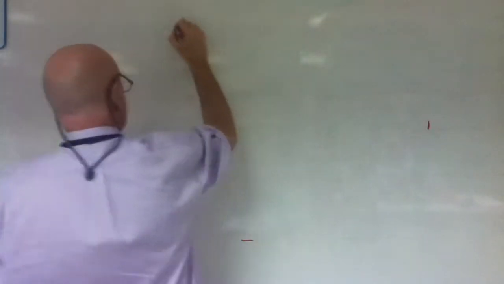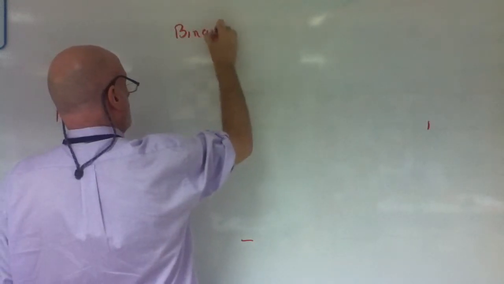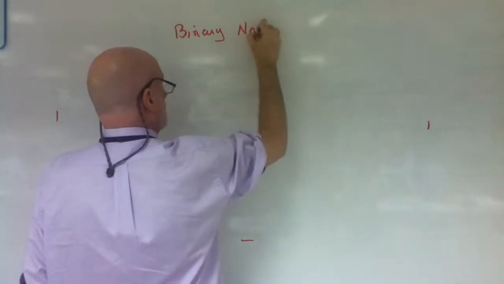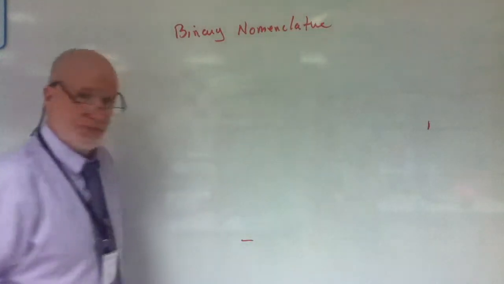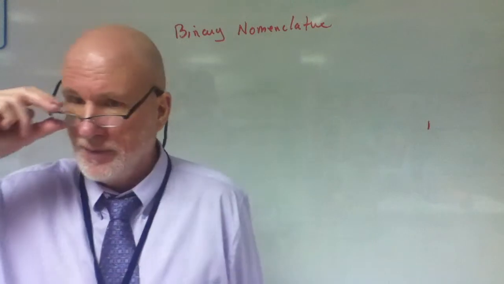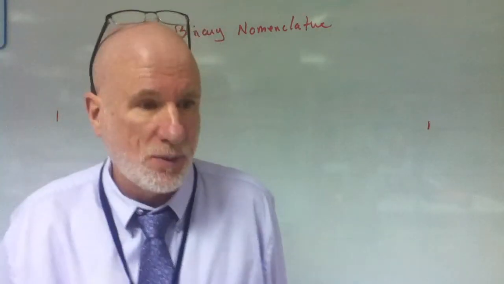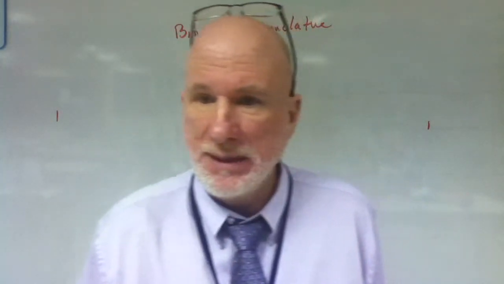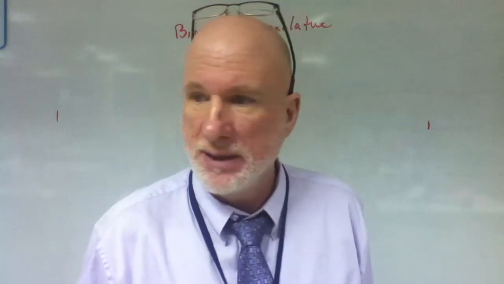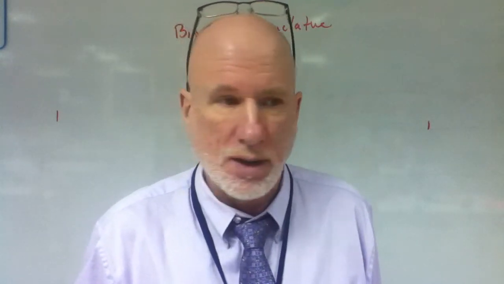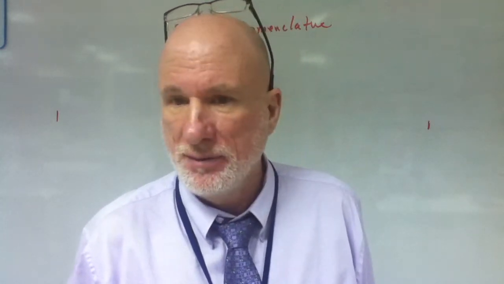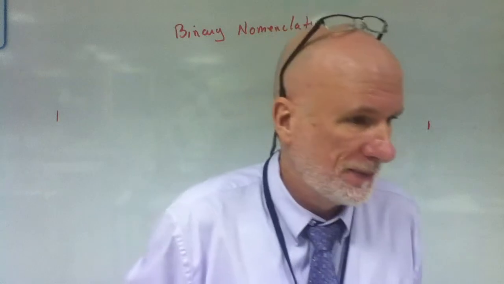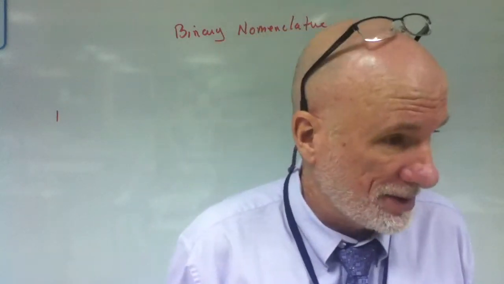Are we all set? We're going to call this binary nomenclature. Now, binary nomenclature is exactly what it says. It's a naming system, nomenclature, a naming system for compounds made of two elements, made of two different types of elements.